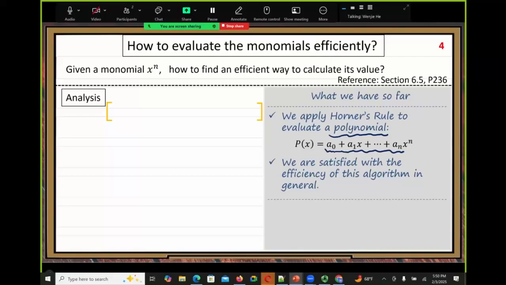Or in other words, you can do much better than Horner's rule in certain special cases. Here I'll use 3 topics to show you those 3 special cases. We can do better than Horner's rule.